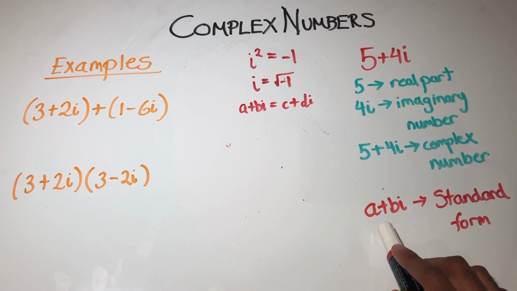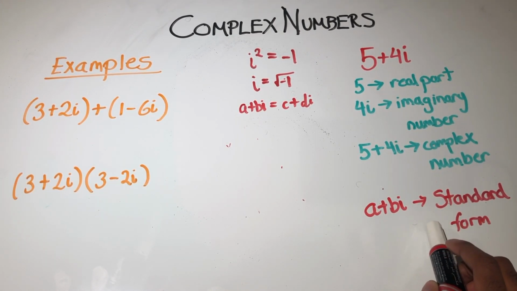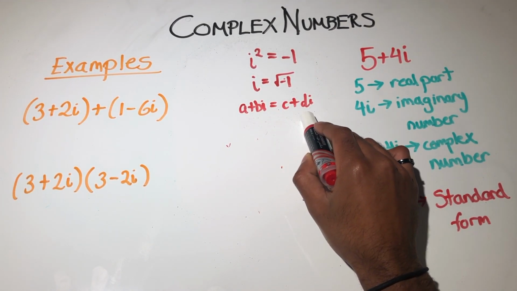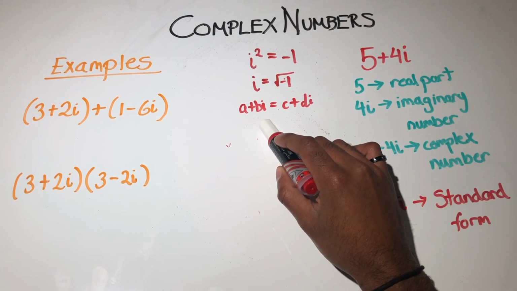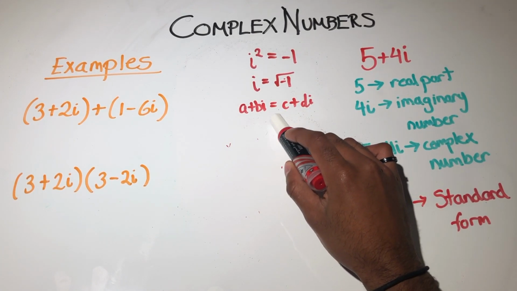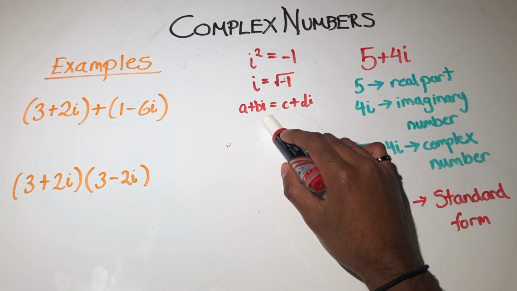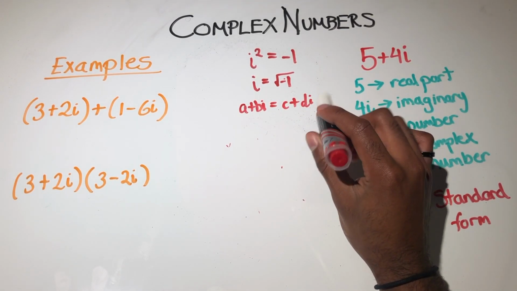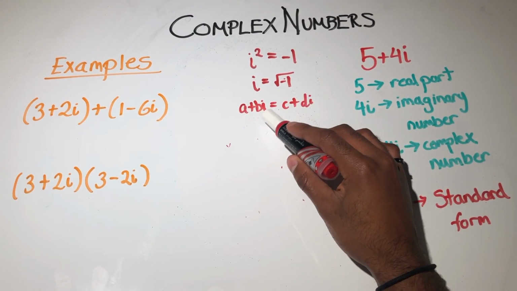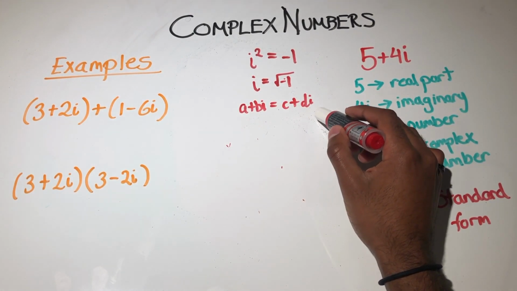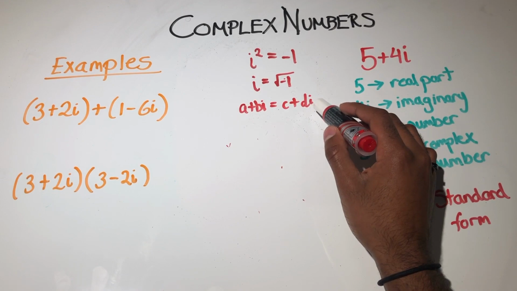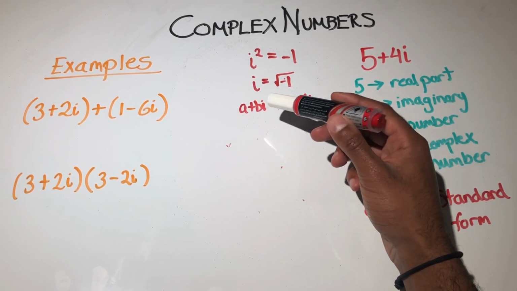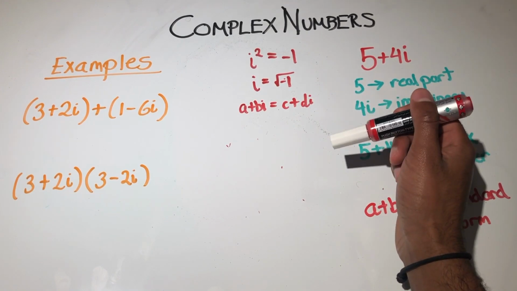a plus bi is written in standard form. a plus bi can equal c plus di if a and c are real numbers, and if bi and di are imaginary numbers, and if b is equal to d. That's the only condition in which this statement is true. Again, it's when a is equal to c and when b is equal to d.